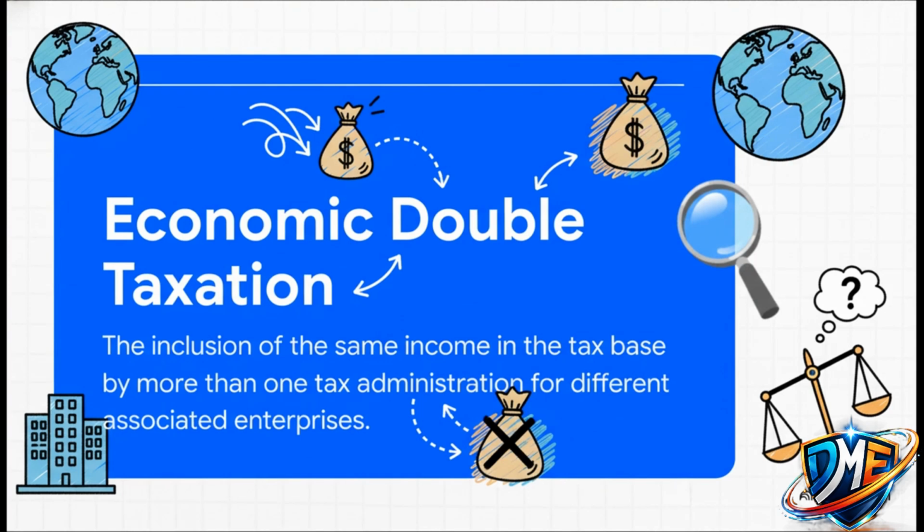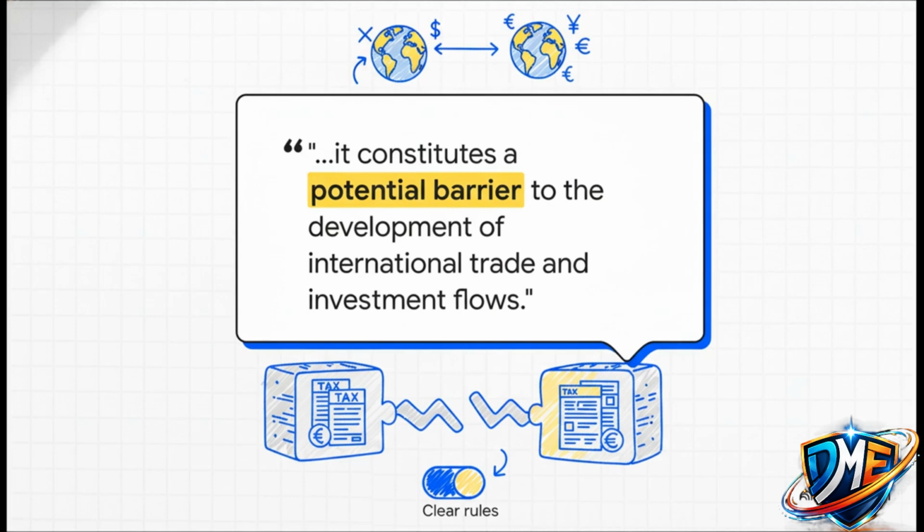And believe it or not, this mess has an official name: economic double taxation. It's the technical term for when two different countries both take a tax bite out of the same income, hitting two related parts of the same company. It is the textbook definition of being caught in a financial crossfire. And make no mistake, this isn't just a headache for one company. The OECD points out that this is a huge barrier to international trade and investment. I mean, think about it. If businesses can't get a clear picture of their tax situation, that uncertainty can pump the brakes on the entire global economy. This is exactly why a clear, comprehensive set of rules is so vital.